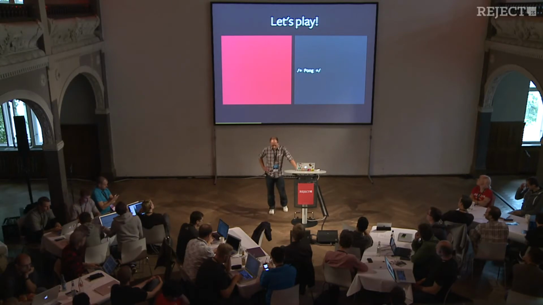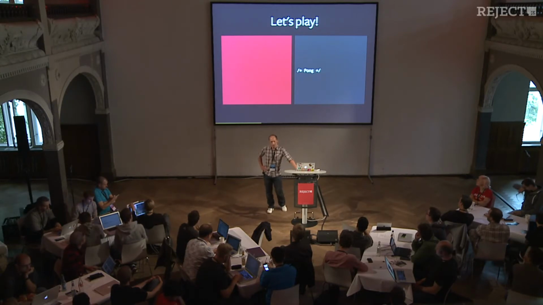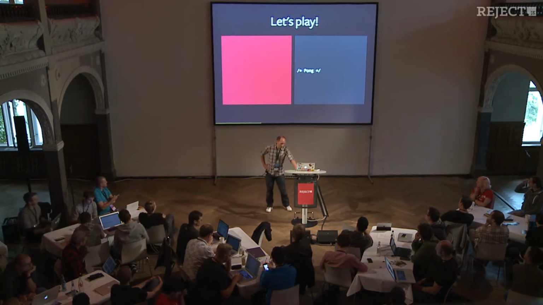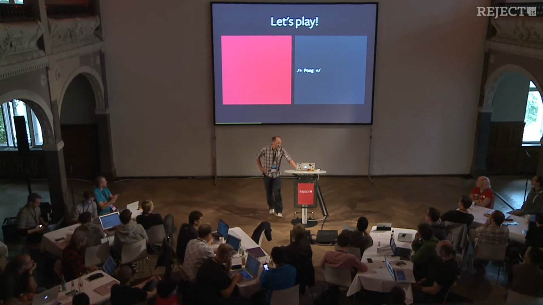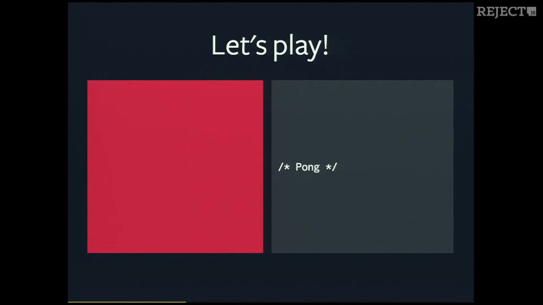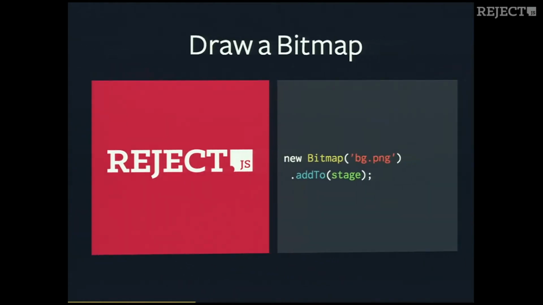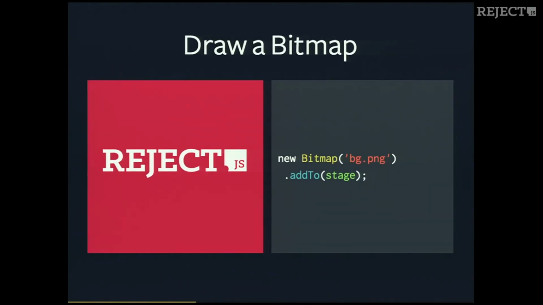First of all, I thought, okay, how can I show API? So let's play Pong. I create a little game, and by that I show you the API of Bonsai. First of all, we need a background image, of course, the BonsaiJS logo. So we simply create a new bitmap, and we add it to the stage, and that's it.